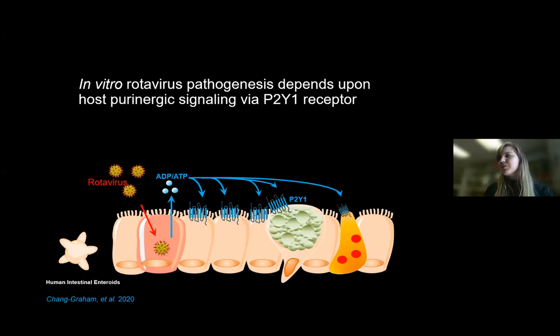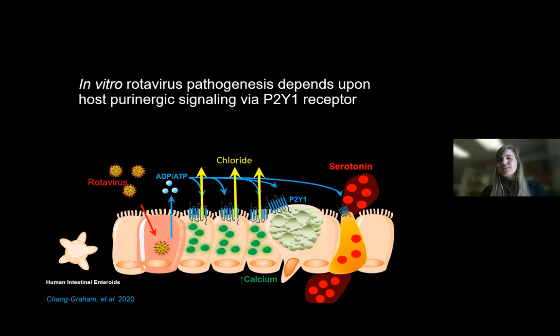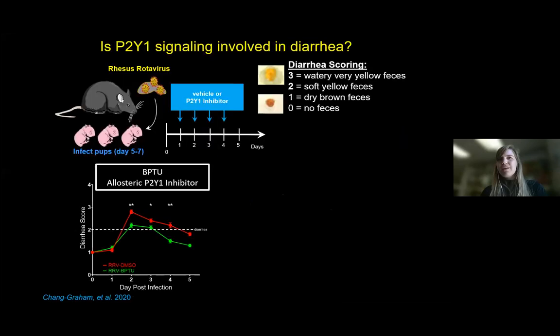So we assess whether P2Y1 is involved in this mouse model of disease. And so we look at scores on a scale for mice where normal stool is 1 and diarrhea is higher, and monitor them over the course of disease. When we're looking at the scores, the treated group has a lower diarrhea score compared to the PBS groups.